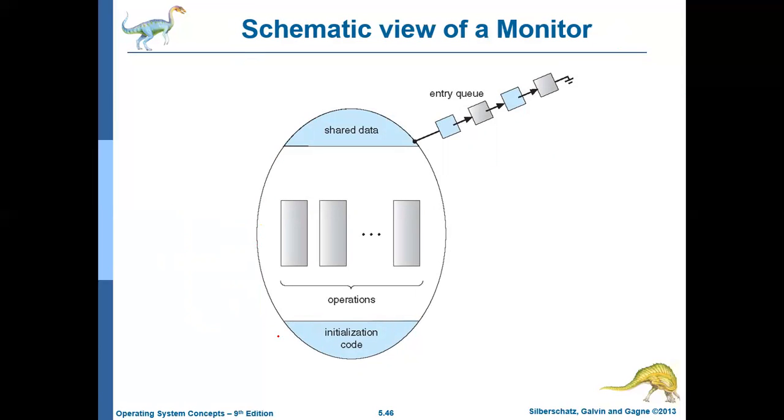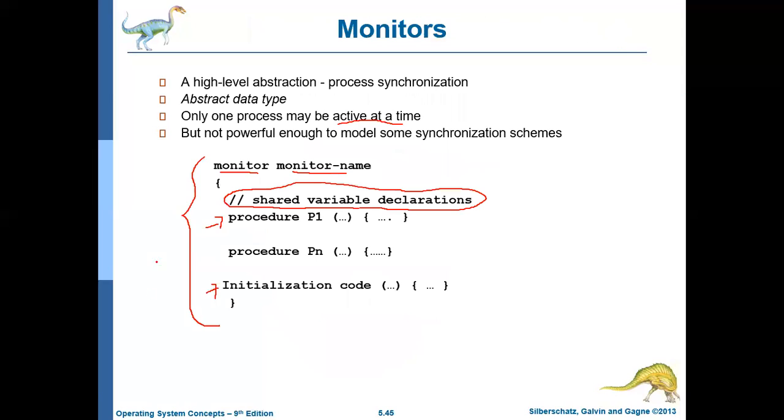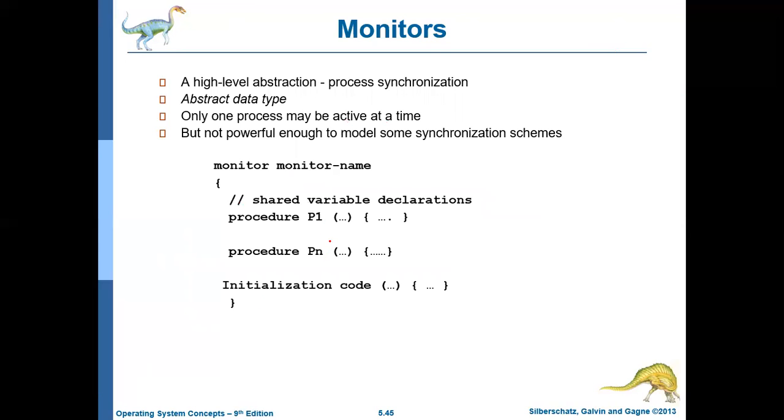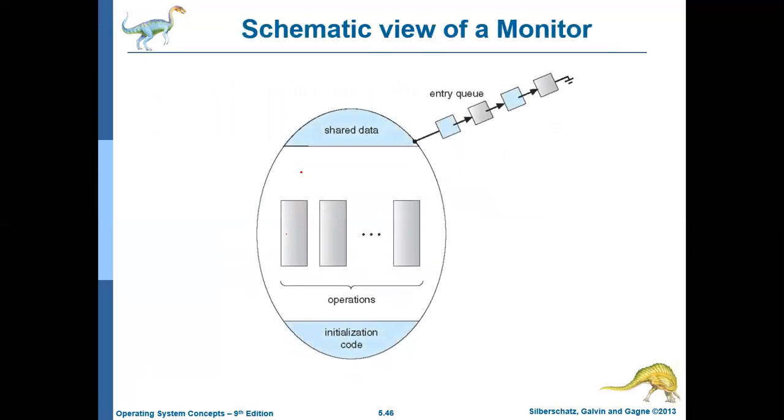This diagram is the logical or schematic view of the monitor. In the previous case you have seen the code for the monitor. The code for the monitor contains shared variables, procedures, and initialization code. The same thing is in this diagram. This oval you can consider as the monitor, and it contains shared data and a set of operations which are called procedures.